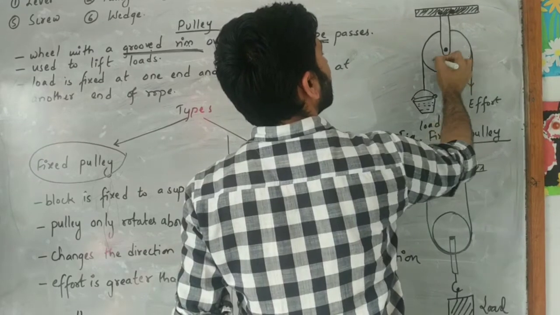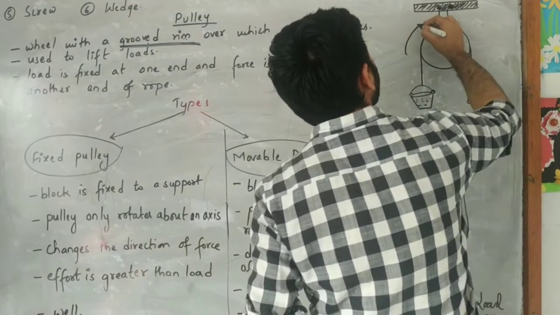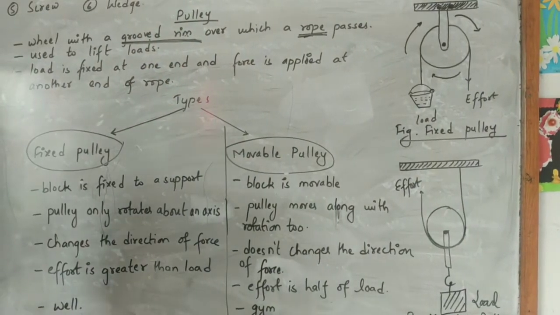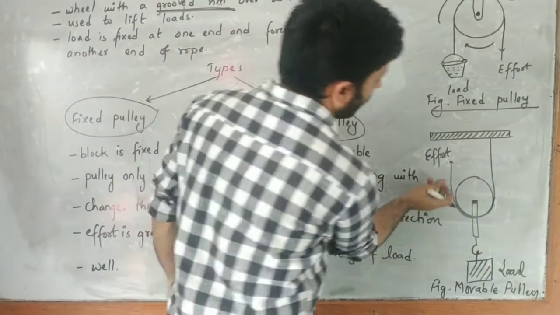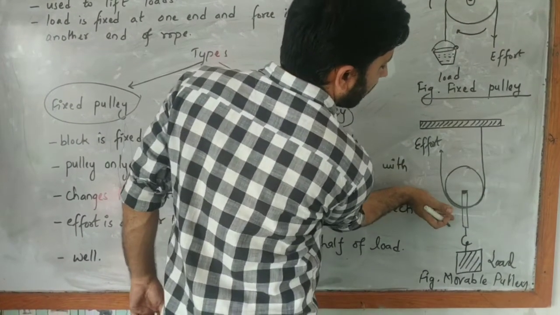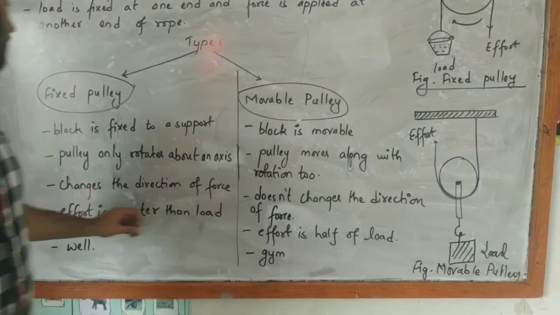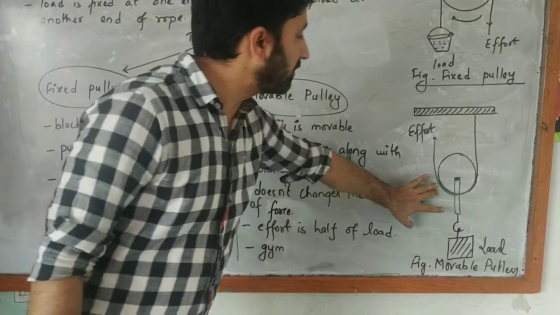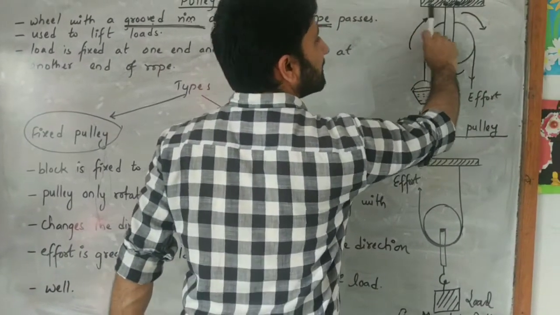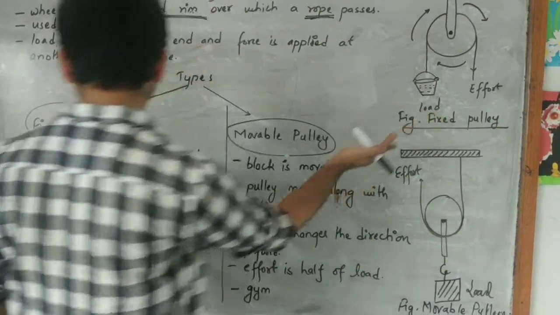If this is an axis, it rotates about an axis. Here, if we apply the effort on this side, it goes on rotating like this, and it rotates about an axis. But in case of a movable pulley, when we apply the effort, what happens here? Not just the pulley rotates, the pulley comes upward. That means the pulley moves also, and it rotates also. That means there is rotation and movement. Movement means changing of position. Here no changing of position, just rotation. Here rotation along with changing of position also.